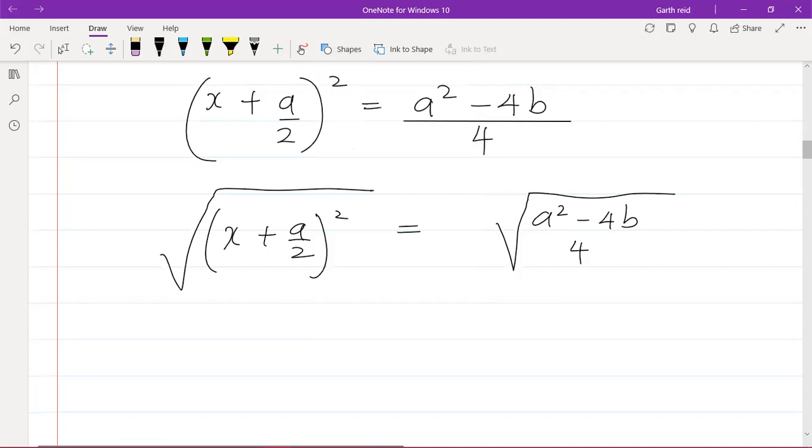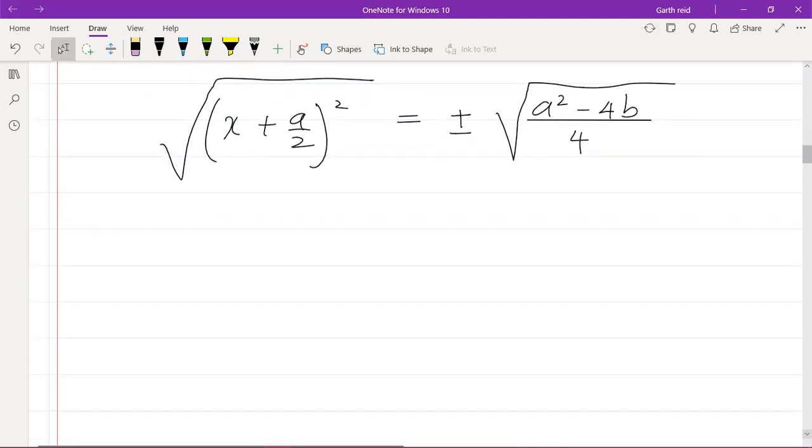Okay, great. Now remember that a squared minus 4b all over 4 is just a constant, right? And whenever we take the square root of a constant, it means that what I will have is plus or minus in the front. Okay, good. So continuing, the square root of x plus a over 2 all squared will give me x plus a over 2, and that is equal to plus or minus.